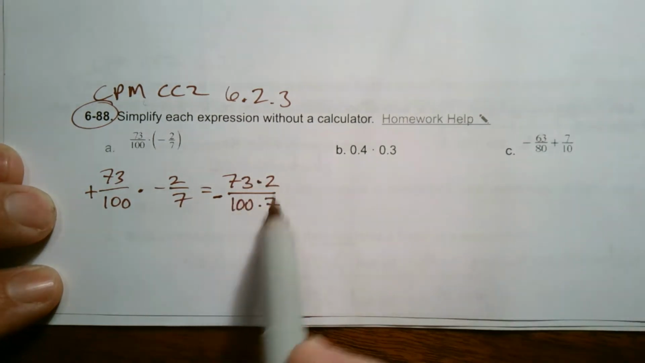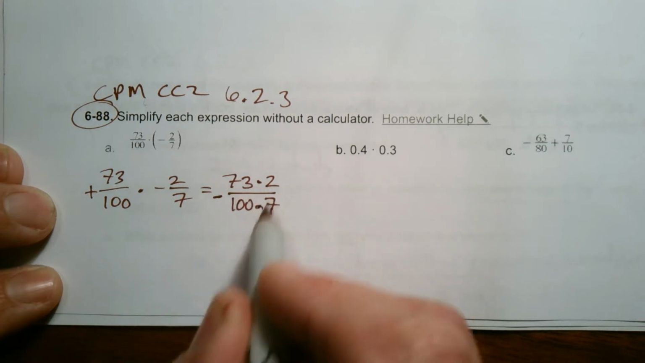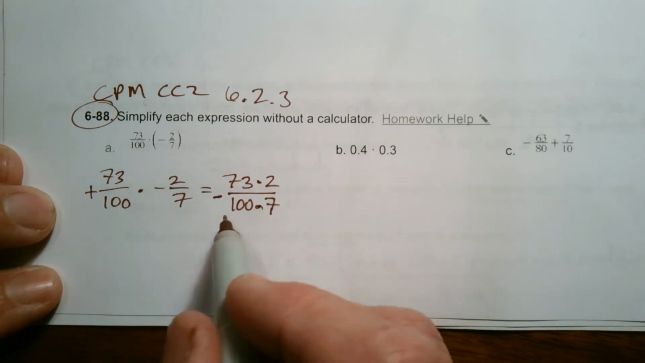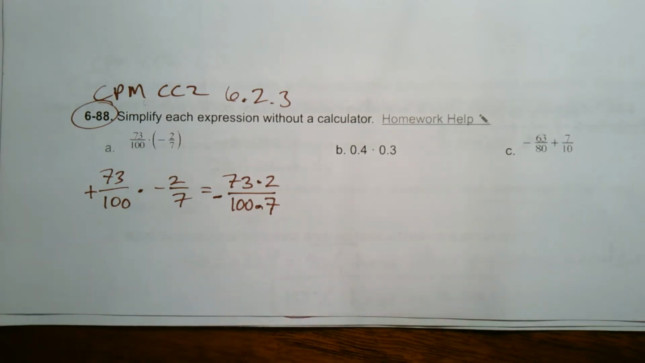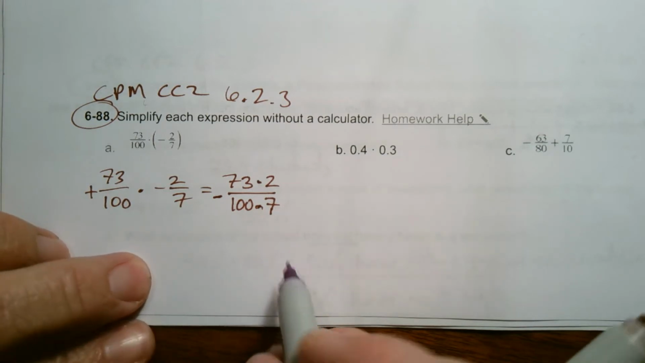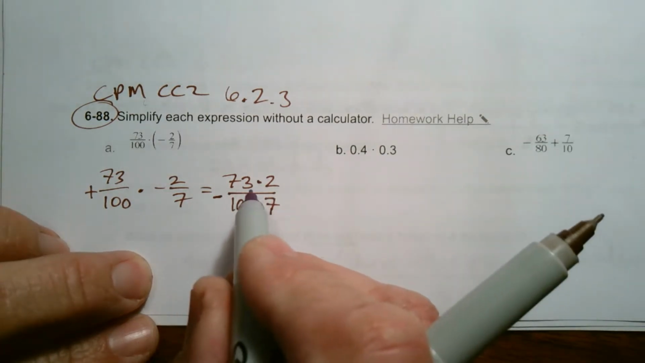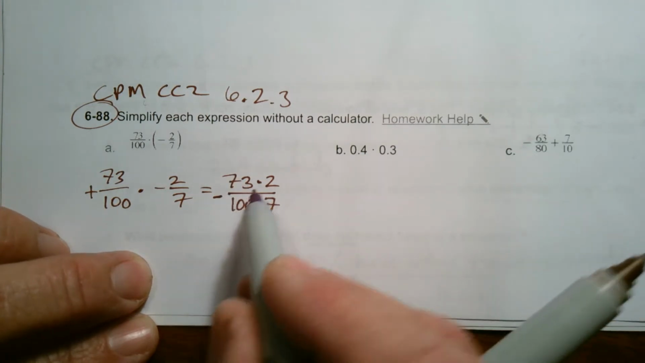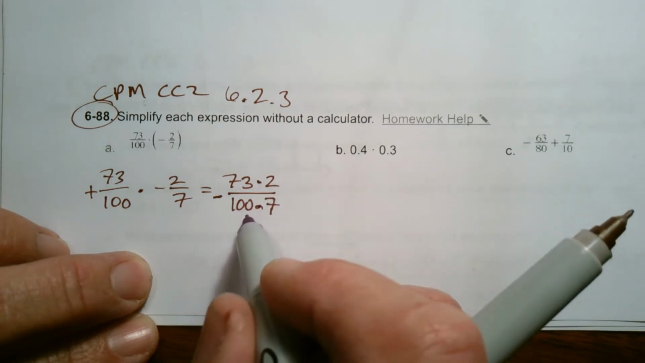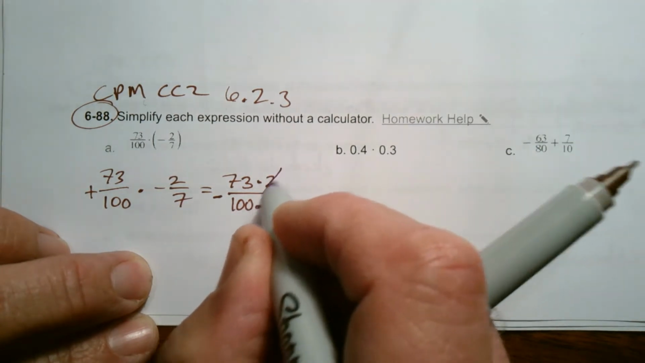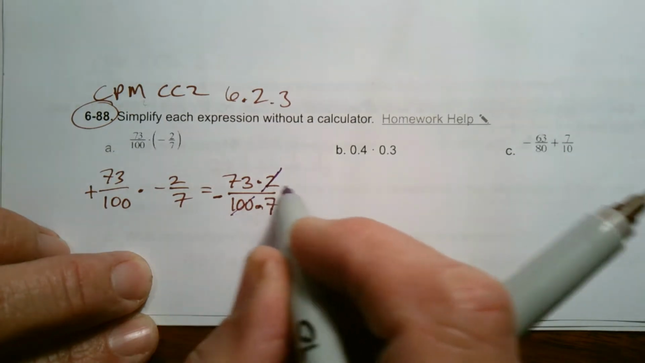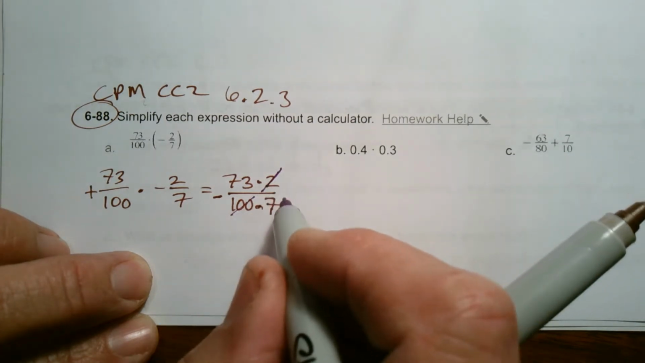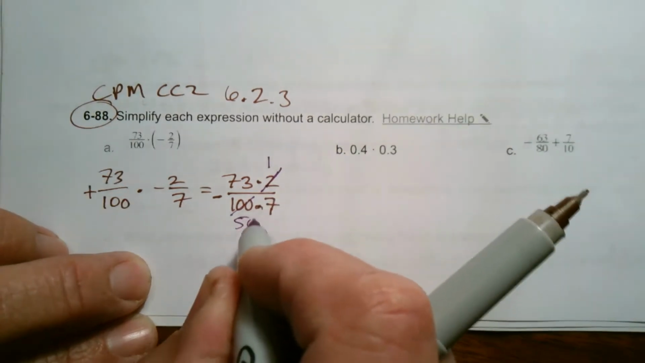But notice I didn't multiply those yet. I could do the multiplication, but I wanted to show you this product gives us the opportunity to simplify before we multiply, to have an already simplified expression. So I look at the 73 and the 7, and ask, do they have any factors in common? They do not. The 2 and the 100 do, so I can do some simplifying there. That 2 and 100 would divide by 2 top and bottom, so that becomes a 1 and that becomes a 50.